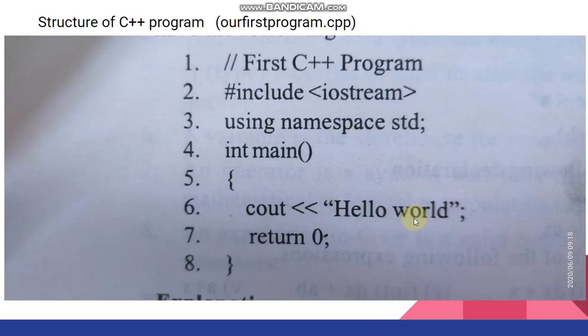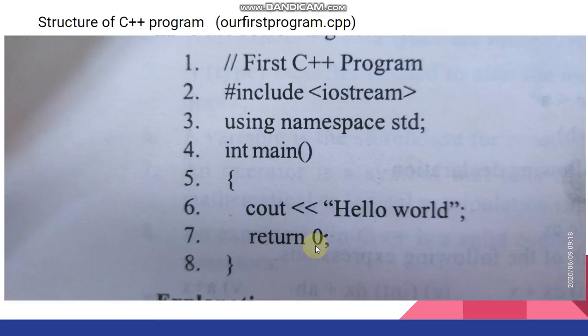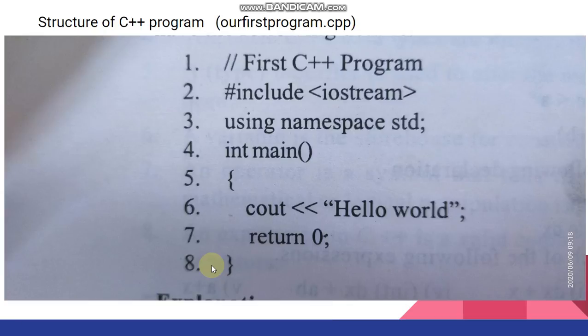This is the message we have to print on the screen. This is just like printf in C. And line 7, the second executable statement in the program, is return 0. This statement indicates the end of the main function and also returns the value 0 to the operating system. And the 8th line, the closing brace, is used to indicate the end of the function main.